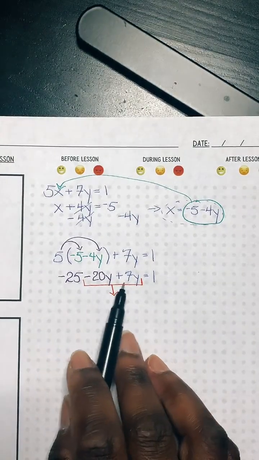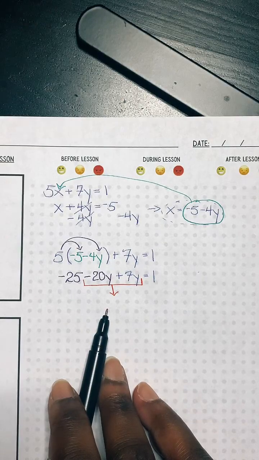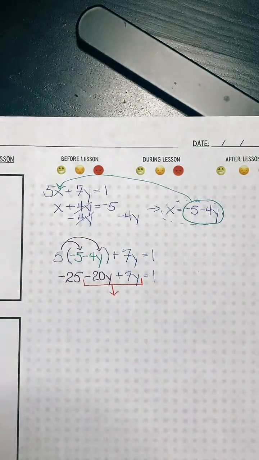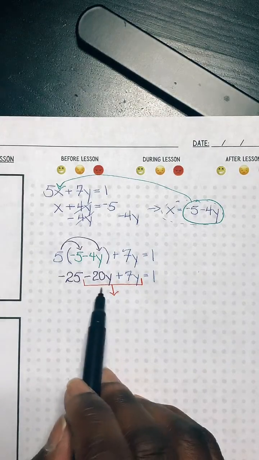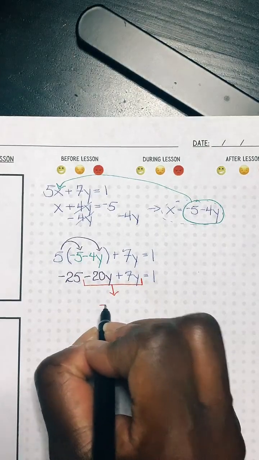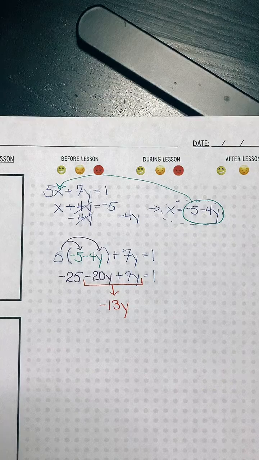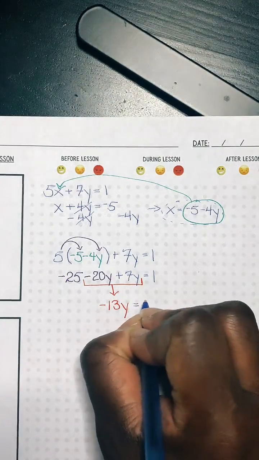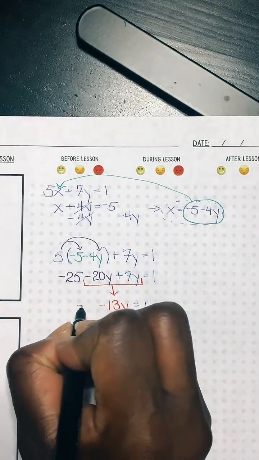So -20 plus 7y gives me what? Don't we have to group now? We're not doing grouping. Grouping only happens when you have 4 terms. So we're not doing grouping. Okay. So -20 plus 7, since the signs are opposite, I'm really subtracting. So that will give me a -13y. Bring down my equals 1. Bring down my negative 25.